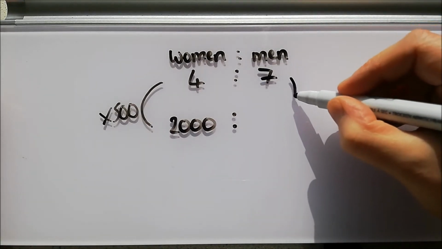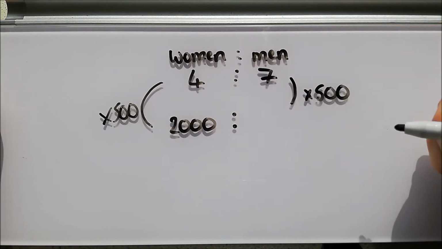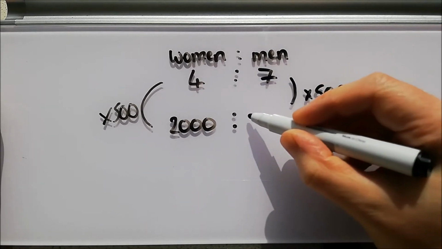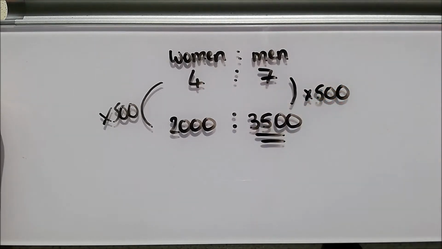Because we've times by 500 on one side, to keep things in balance, we have to times by 500 on the other side as well, to give us an answer of 3,500 men.